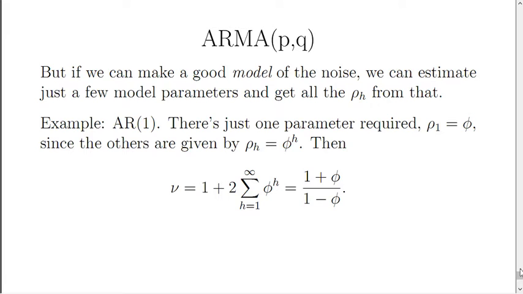For example, an AR(1) process. In that case, there's just one parameter required, and that is the parameter phi, which happens to equal the lag 1 autocorrelation, since the others are all given by that to the power h. Then we can directly compute our autocorrelation inflation factor as 1 plus twice the sum of powers of phi, which is (1 plus phi) divided by (1 minus phi), and therefore we can estimate directly and reasonably accurately our inflation factor by estimating just one parameter, the autoregression parameter, which is easy to estimate because it's the lag 1 autocorrelation.